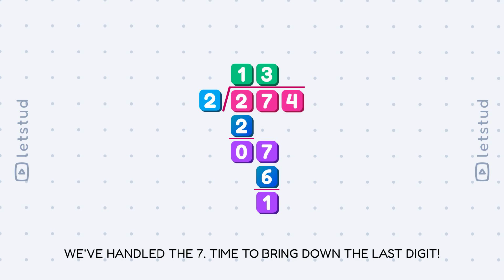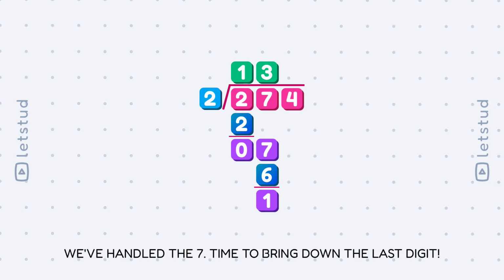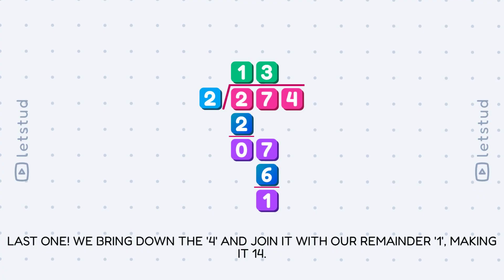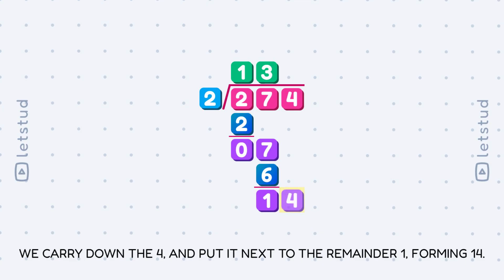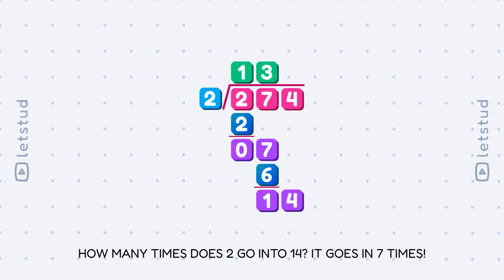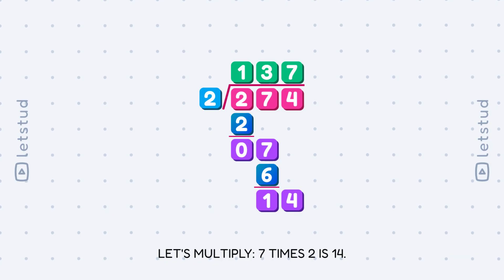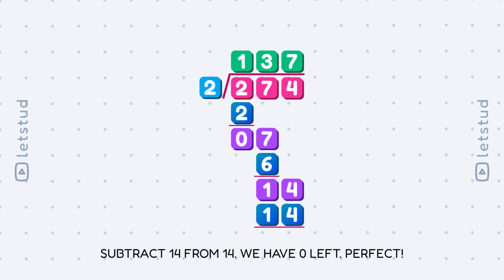We've handled the 7, time to bring down the last digit. Last one, we bring down the 4 and join it with our remainder 1, making it 14. We carry down the 4 and put it next to the remainder 1, forming 14. How many times does 2 go into 14? It goes in 7 times. Let's multiply: 7 times 2 is 14. Subtract 14 from 14, we have 0 left, perfect.